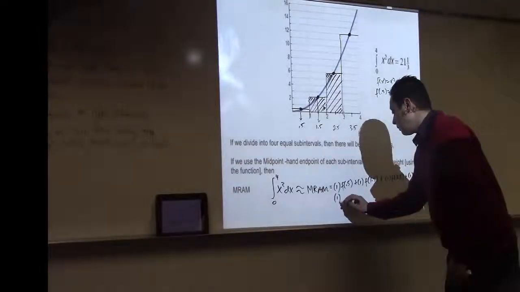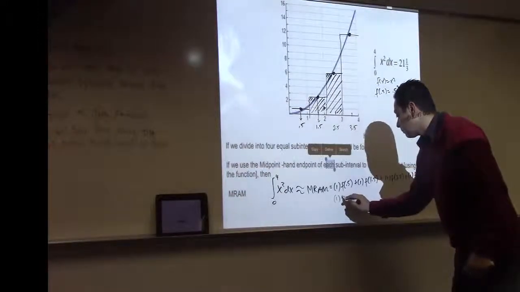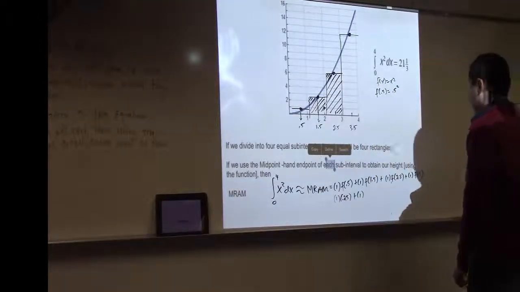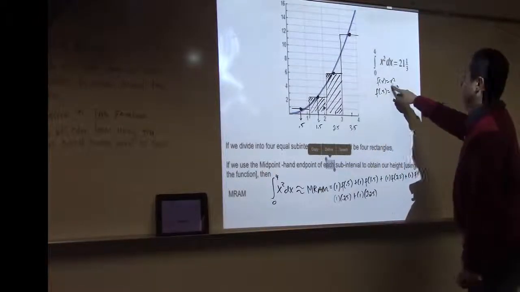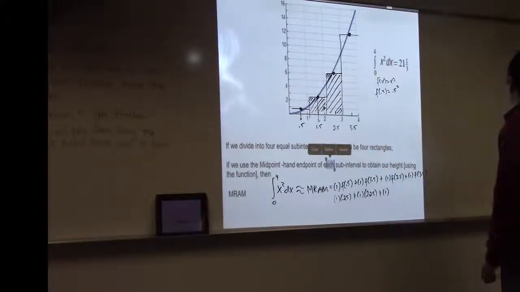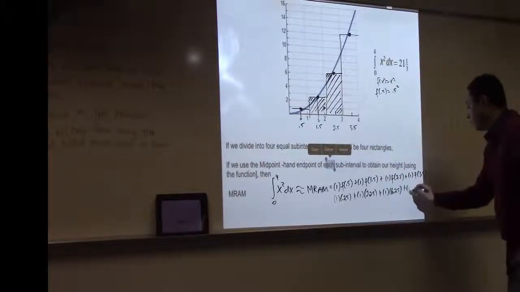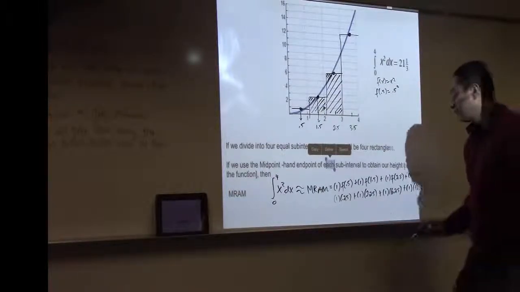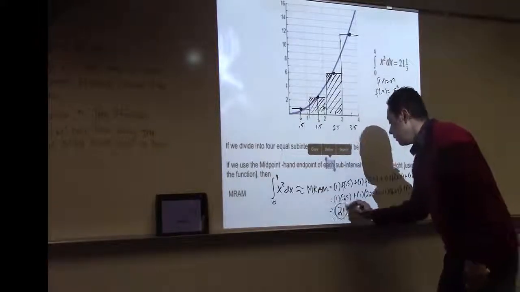This is a 1, so that's a 0.25 plus 1 times f of 1.5, which is 2.25. You put 1.5 in here and then you square it and you will get that. Plus 1 times 6.25. And plus 1 times 12.25. And if you sum all this, you will get 21.